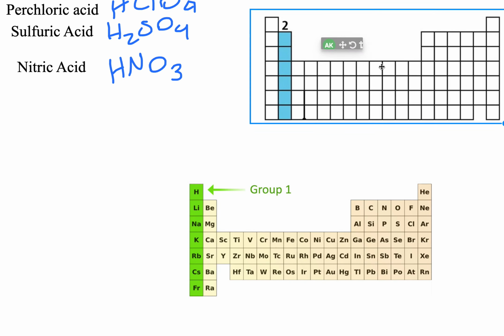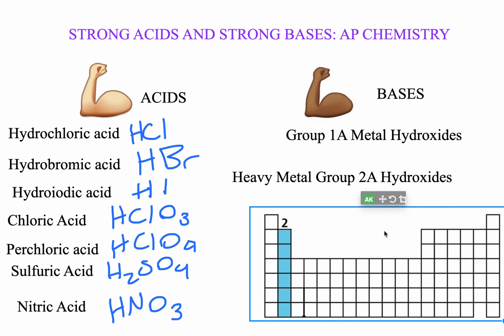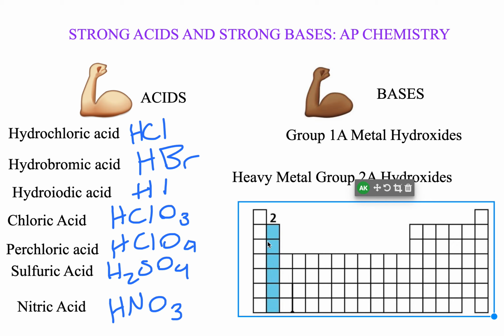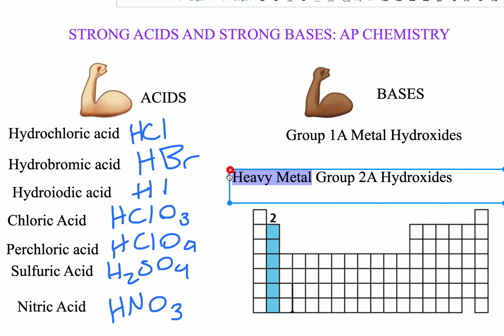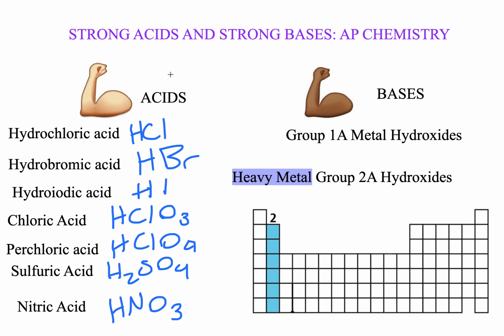The next set of strong bases are heavy metal group 2A hydroxides. So where's group 2A? No problem, right here. Group 2A is right here and group 1A is right here. And if you don't remember group 2A, that's calcium hydroxide, strontium hydroxide, and barium hydroxide. So it's not all of 2A, it's only the heavy metals, which is calcium, barium, and strontium. I'll write that right here. The heavy metals are calcium, barium, and strontium.